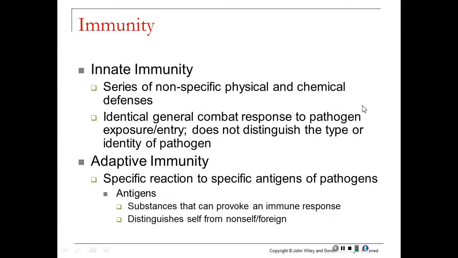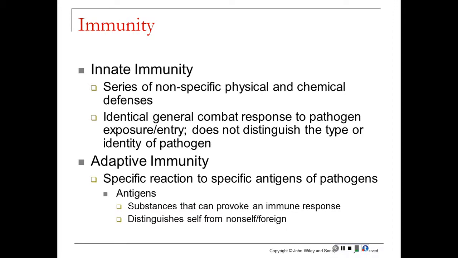Alright, we're going to pick up where we left off with Chapter 12, talking about immunity. There's two types of immunity. Immunity can be innate or adaptive. Innate immunity is a series of non-specific physical and chemical defenses. This is identical to general combat response to a pathogen exposure or pathogen entry. It does not distinguish between the type or the identity of the pathogen.